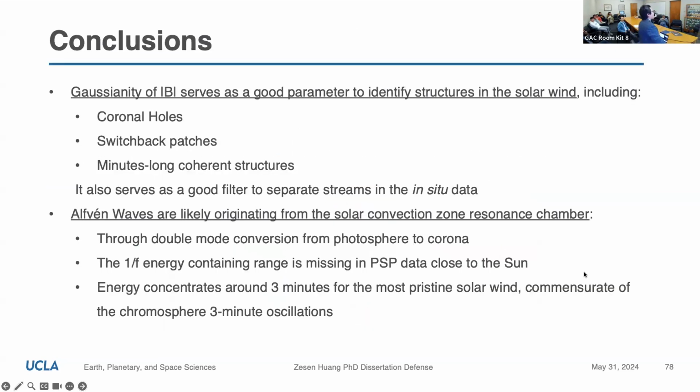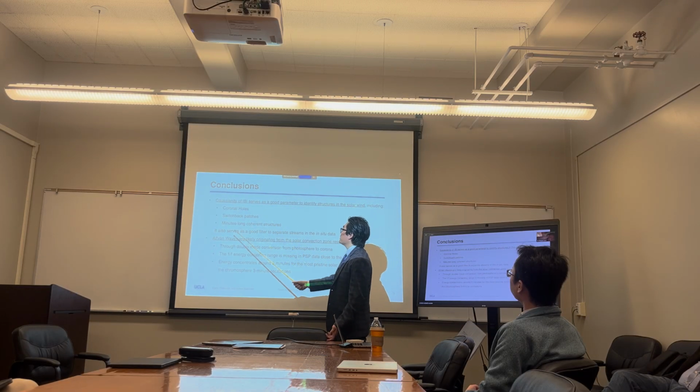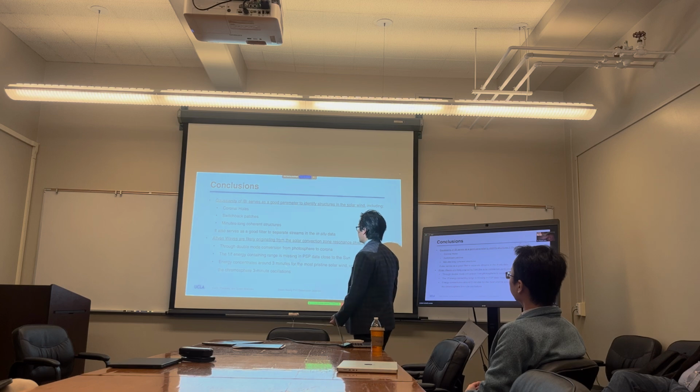Finally, here's the conclusion. The first conclusion is that the Gaussianity of B serves as a good parameter to identify structures in the solar wind, as I showed earlier. It's really fascinating. And we found all of these structures from this method. You see coronal holes, switchback patches, and many non-coherent structures.